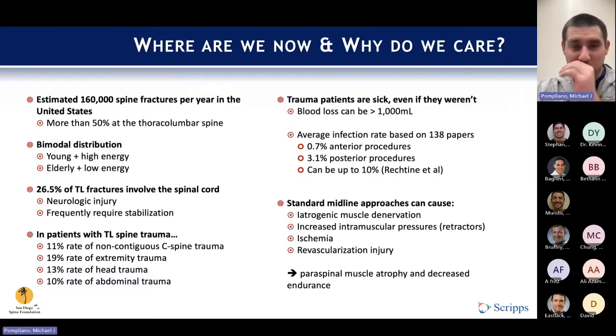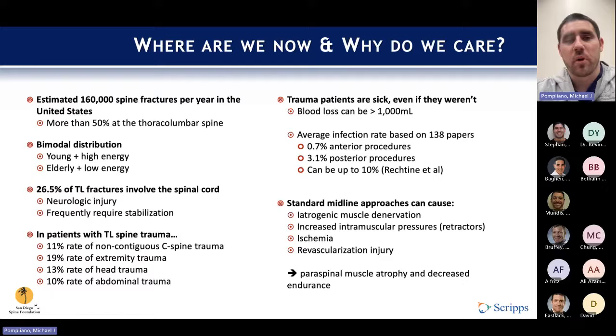So where are we? Why do we care about MIS, and specifically in the context of thoracolumbar trauma? There are 160,000 spine fractures a year. More than 50% of those are in the thoracolumbar spine. There's typically a bimodal age distribution: either younger, healthier patients with higher energy mechanisms or elderly patients with lower energy mechanisms. Unfortunately, about 25% of these do involve some component of the spinal cord, so either compression or frank spinal cord injury, obviously in the thoracic spine.